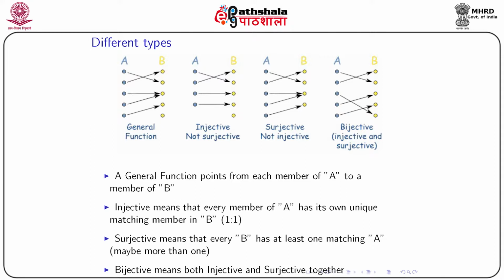And finally we have another type of mapping, called bijective mapping, where we have both the properties, injective as well as surjective. So these are the three broad categories of mapping: injective, surjective or bijective.